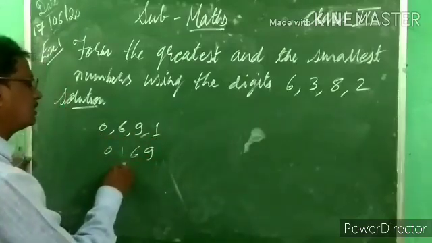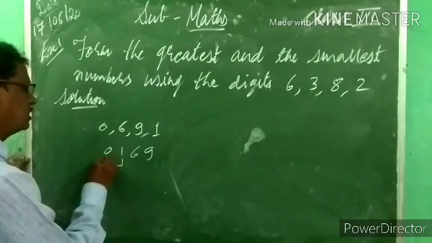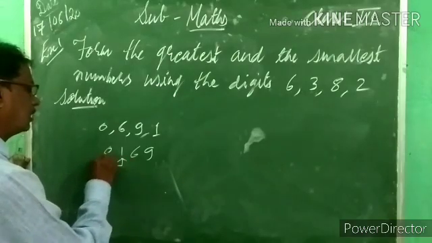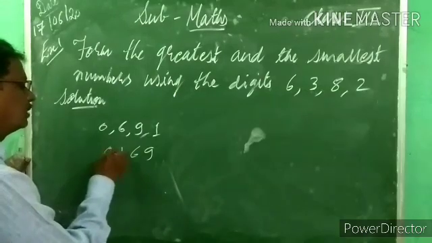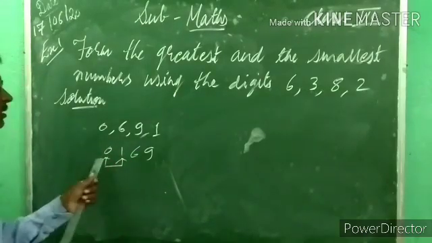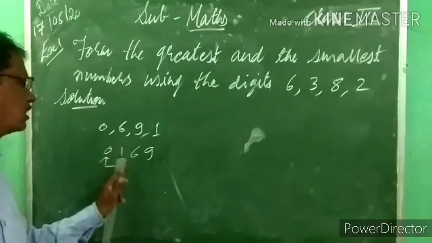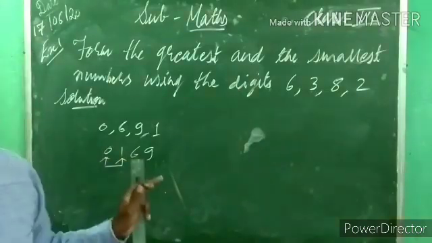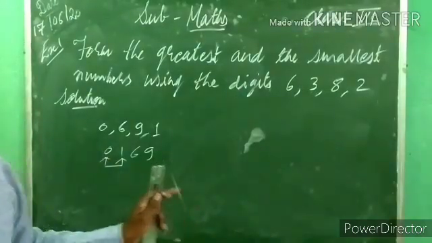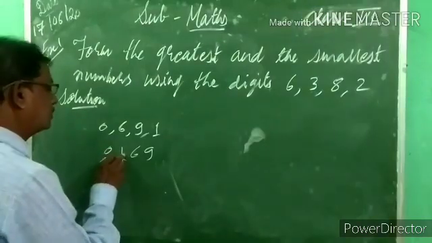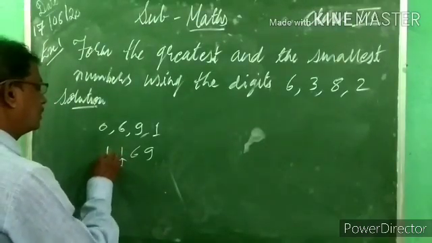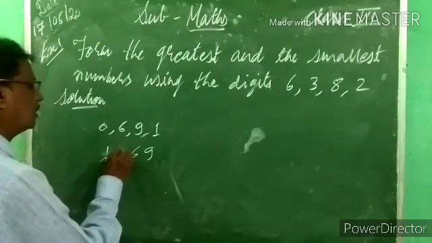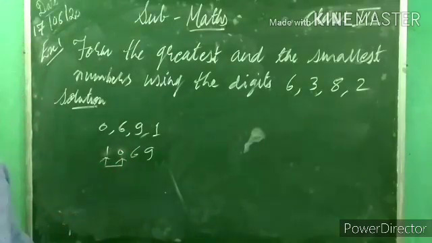Why? Because this is a 3-digit number. So you have to interchange this 0 and this 1. In place of 0 you have to take 1, and in place of 1 you have to place 0. That means you have to place 0 in the second place from which side? Left side. From the left side you have to place this 0 in the second place. Then you will get the correct answer. That means here 1 and here you will get 0. So keep this thing in mind.